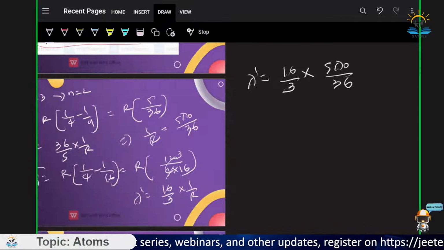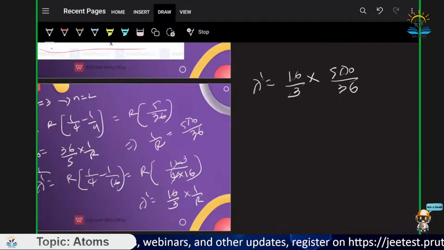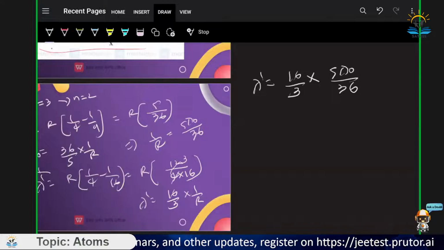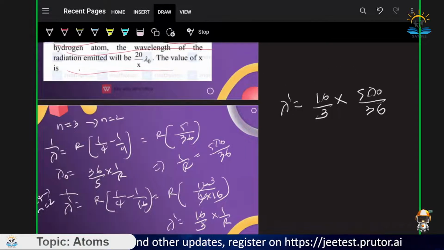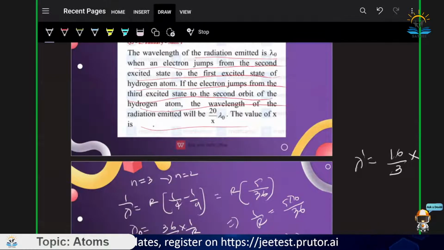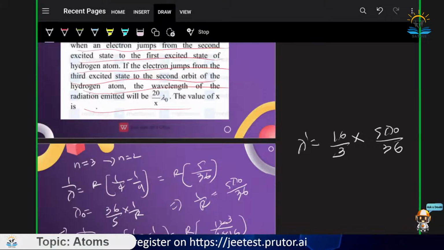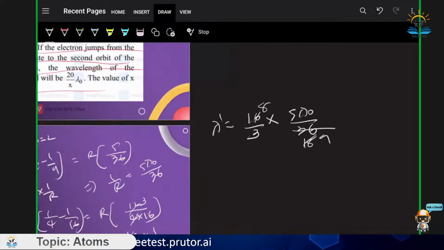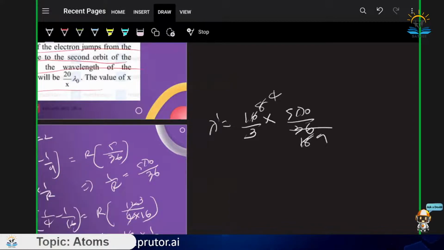20, 36, 18, 9, 4. Okay, this will be 20 lambda naught divided by, so x will be 27. Easy.